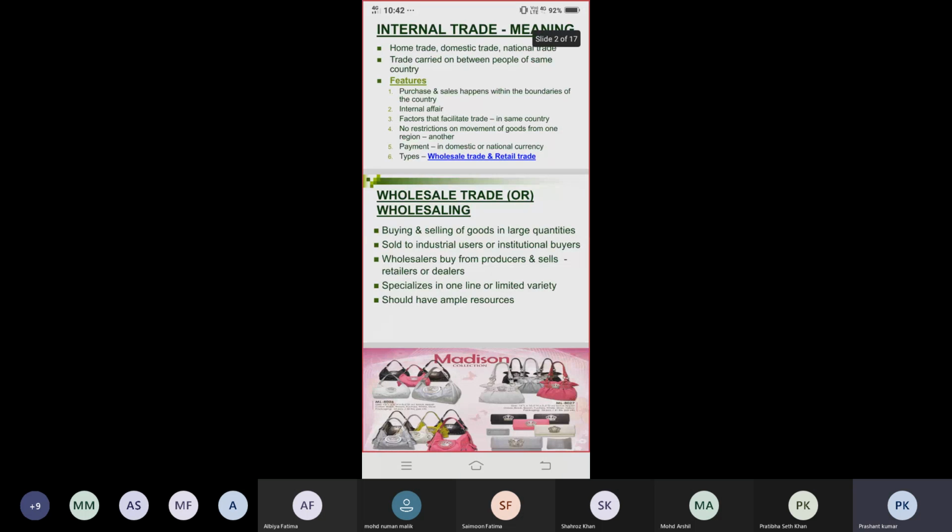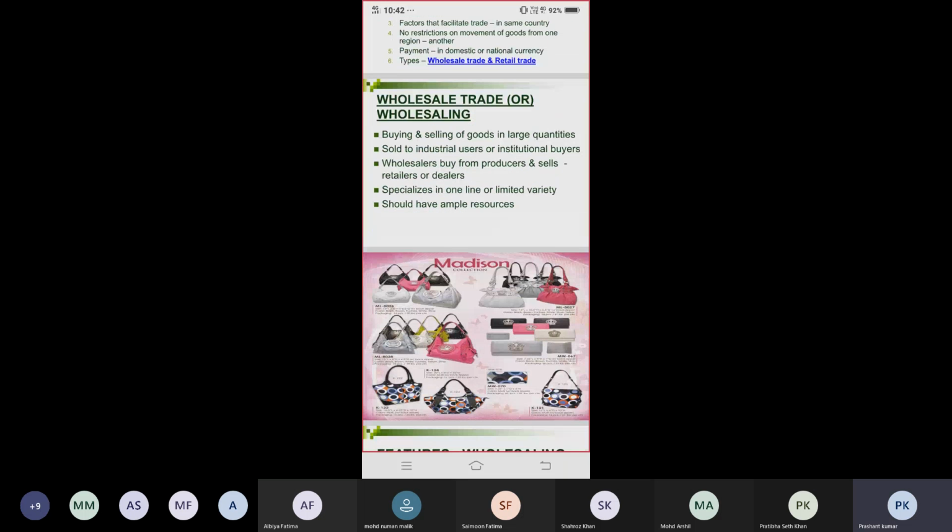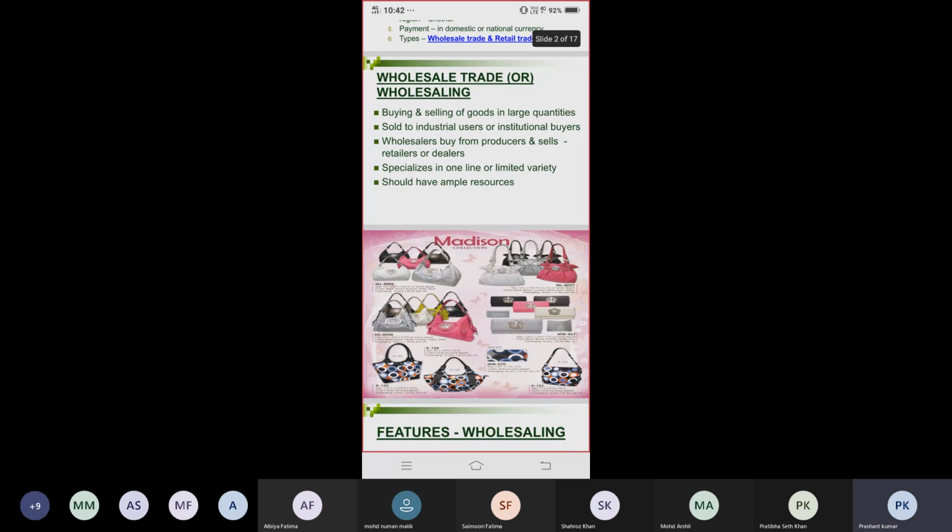Wholesale trade, or wholesaling, is the buying and selling of goods in large quantities, sold to industrial users or institutional buyers. Wholesalers buy from producers and sell to retailers or dealers. They specialize in one line or a limited variety, and should have ample resources.